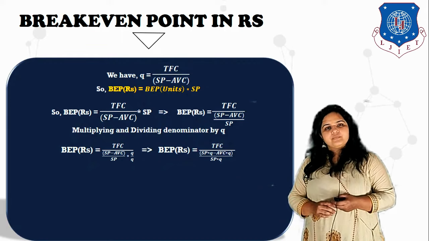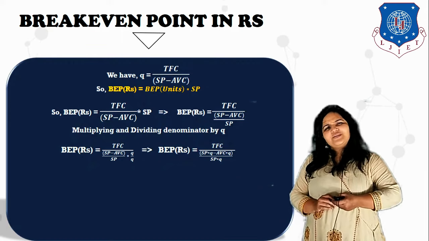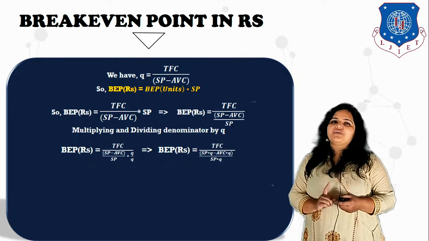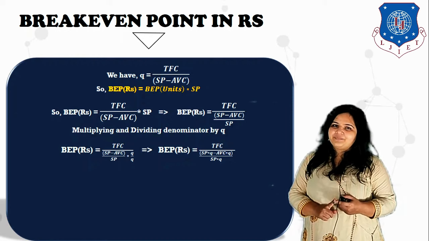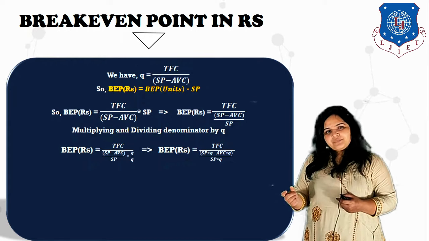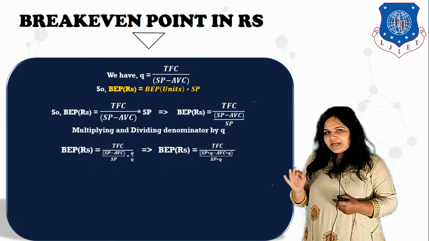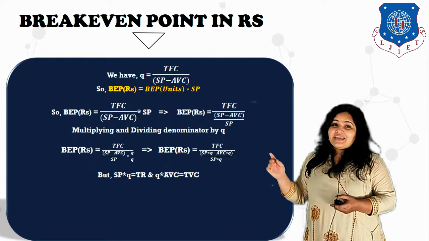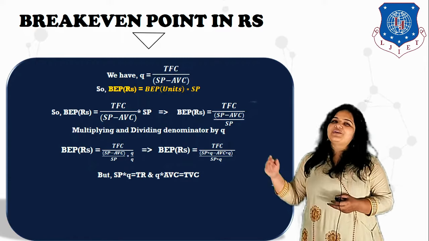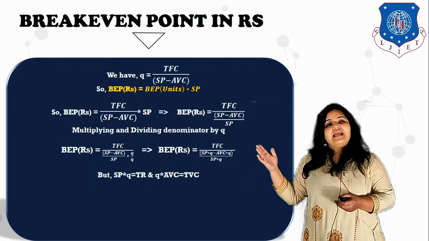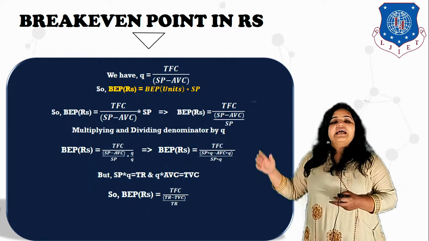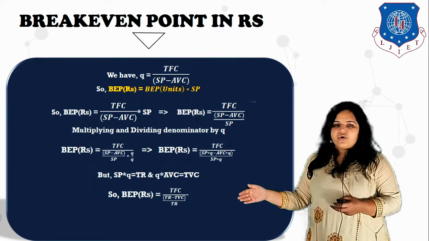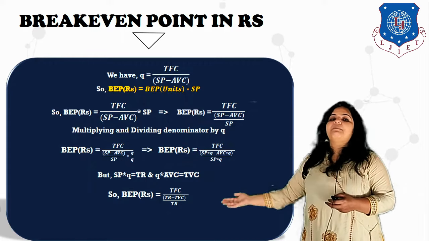If you remember, what is Q into SP? Q into SP is your total revenue or TR. What is Q into ABC? Average variable cost multiplied by number of units produced is total variable cost. Can I replace this? We have SP into Q is equal to TR or total revenue, and Q into AVC is equal to TVC. Replacing that in the formula, BEP in rupees is equal to TFC upon TR minus TVC upon TR.